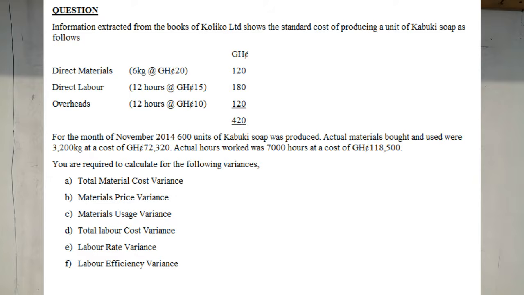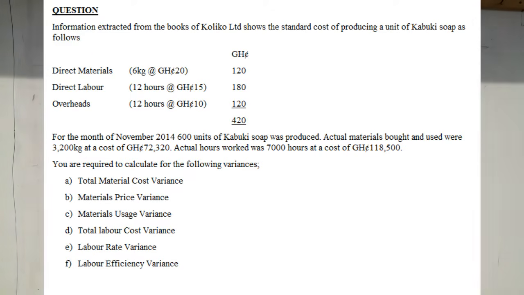Information extracted from the books of Coleco Limited shows the standard cost of producing a unit of kabuki soap as follows. Materials: 6 kilograms at 20 cedis, for 120 cedis in total. Labor: 12 hours at 15 cedis, making 180 cedis in total. Variable overhead: 12 hours at 10 cedis, giving us 120 cedis. So the standard variable cost per unit is 420.